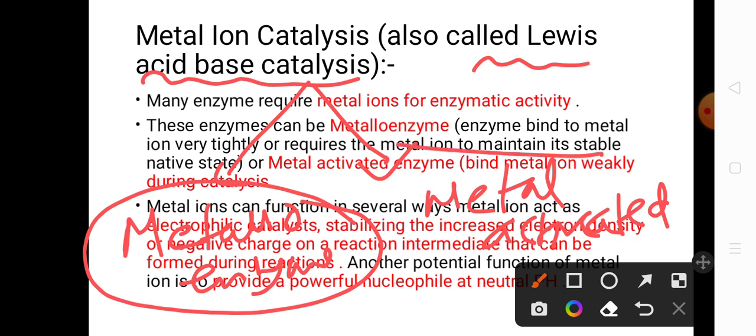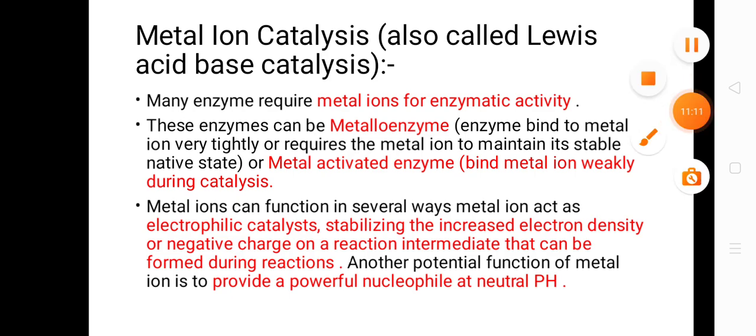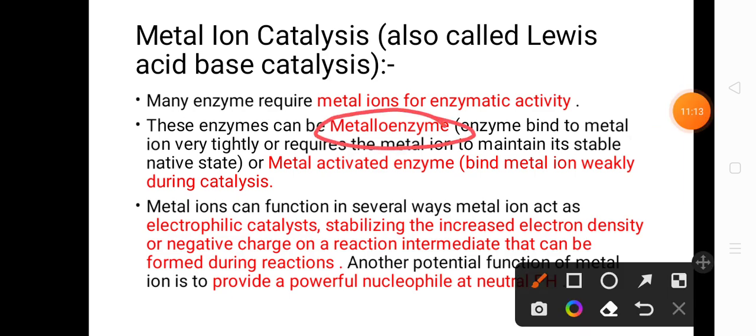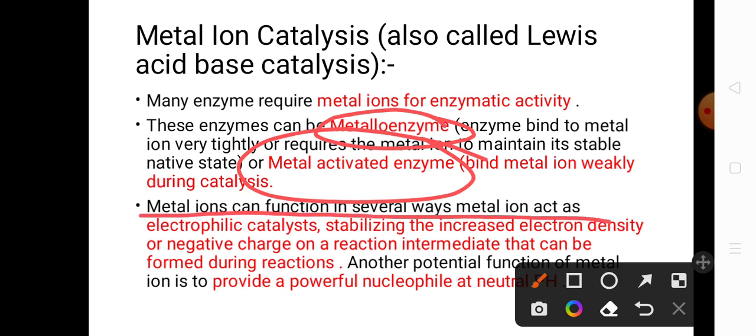Okay, that means in the case of metalloenzymes, remember, metal ions are a very important part, not only for catalysis but also for maintaining the structure of the enzyme, right? But in metal activated enzymes, remember that the metal ion is only important for catalysis, not for maintaining the structure. Okay, now this metal ion has various types of function during any kind of enzymatic catalysis. For example, this metal ion acts as an electrophilic catalyst.